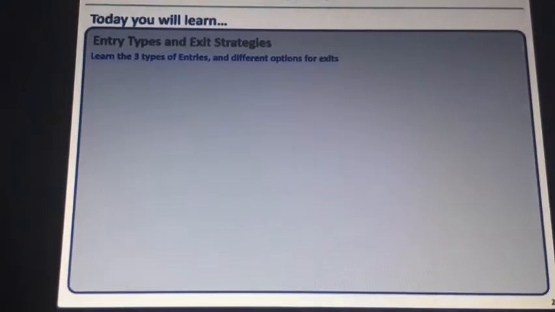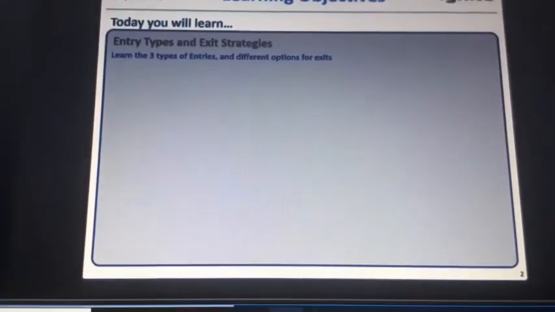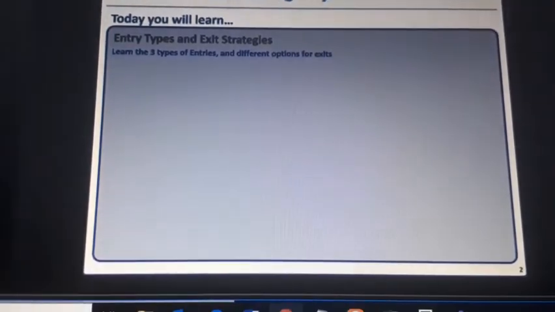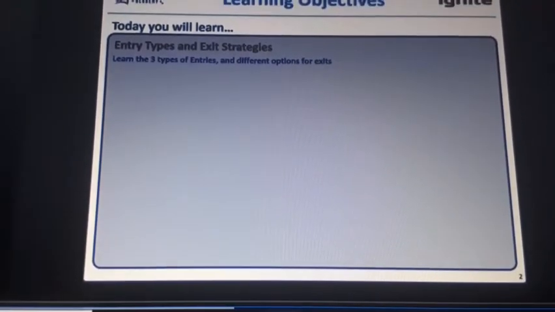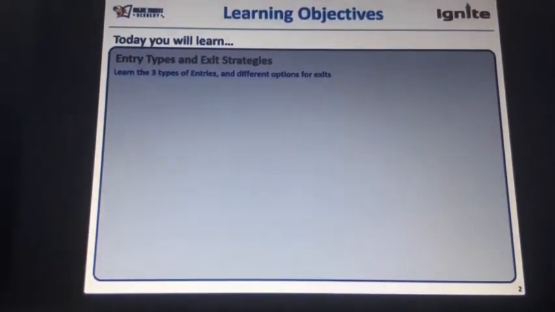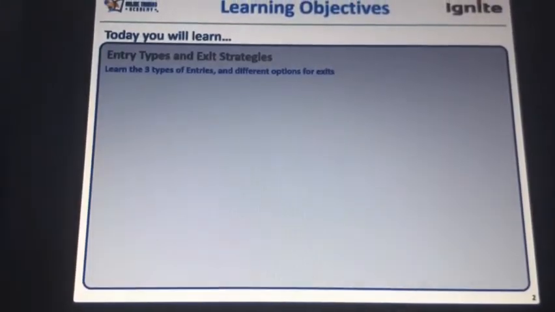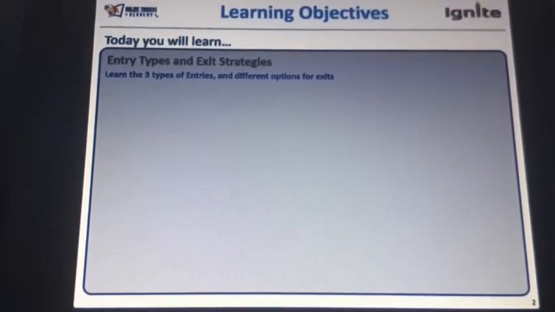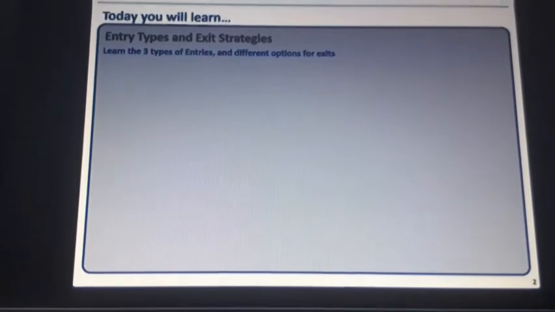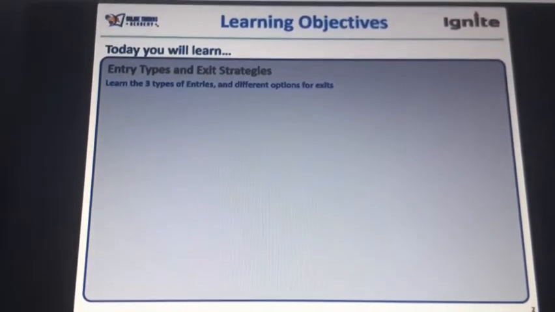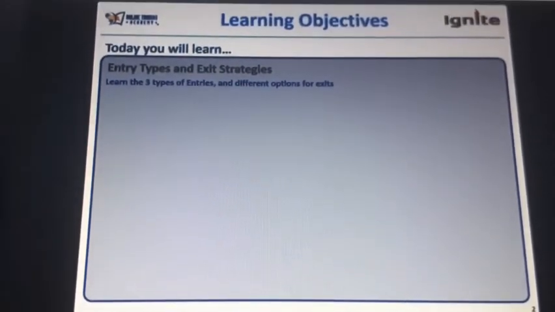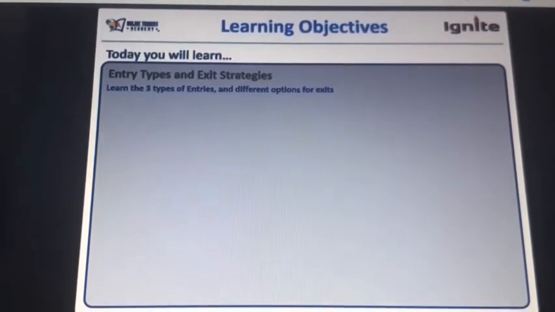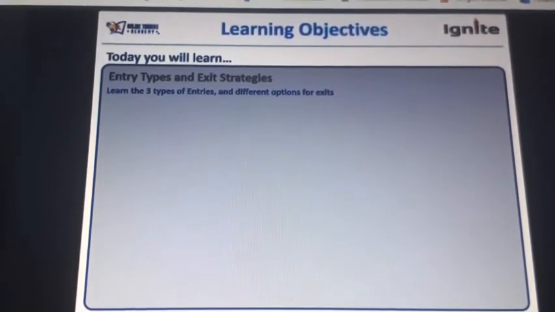So today you're going to learn entry types and exit strategies. Thank you, my pleasure, Rutuja. So today we will learn how to enter into stocks and how many types of entries there are in Ignite, and also once we've entered, what are the options for exit? How to exit that stock? Today I will tell you what is the rule of placing a stop loss.